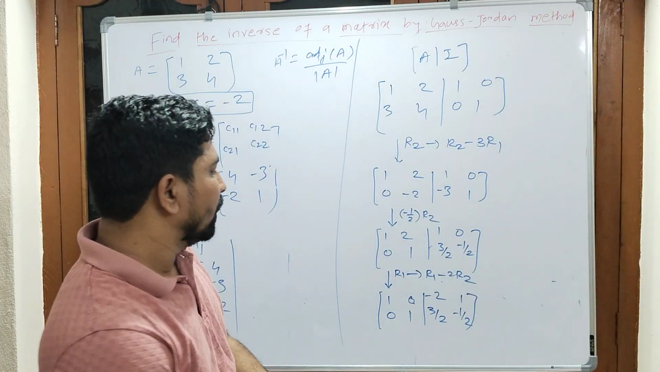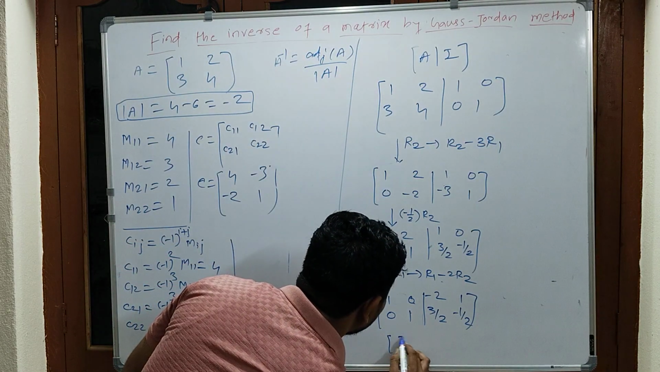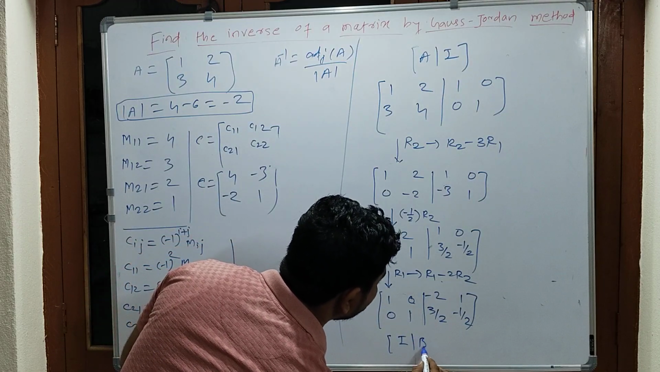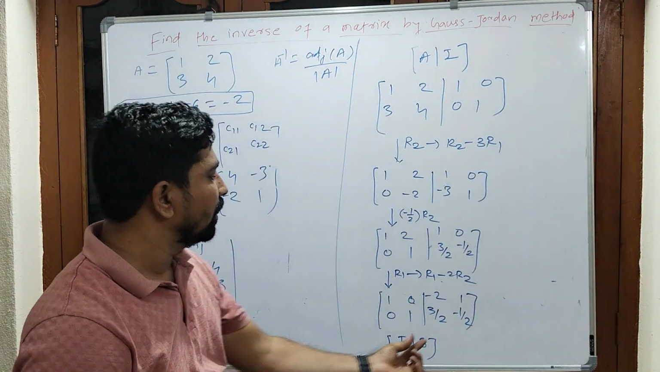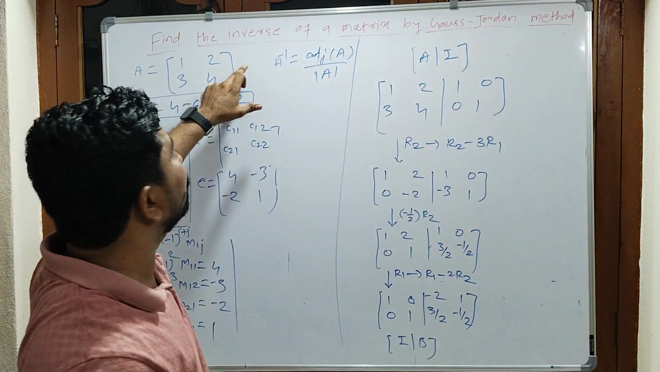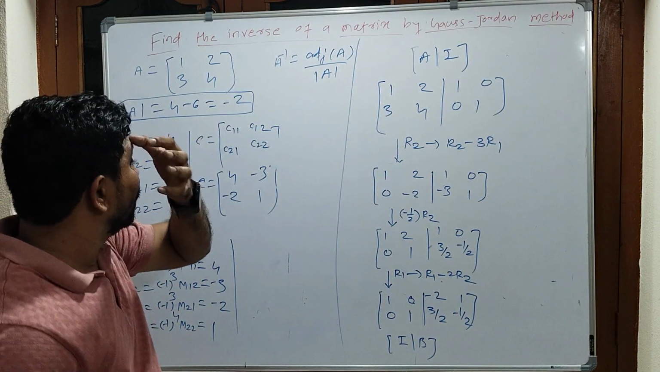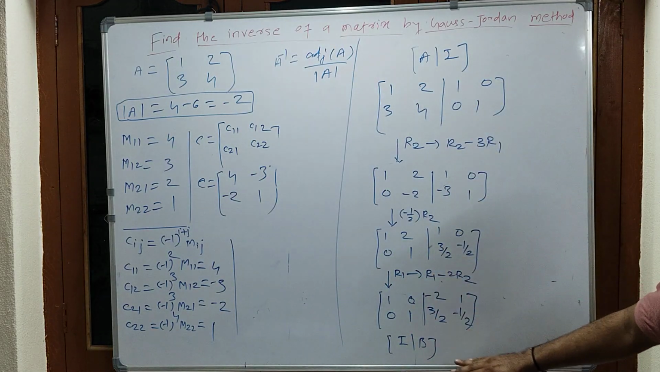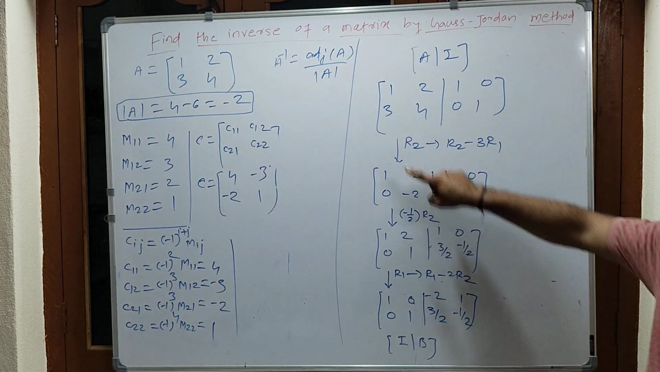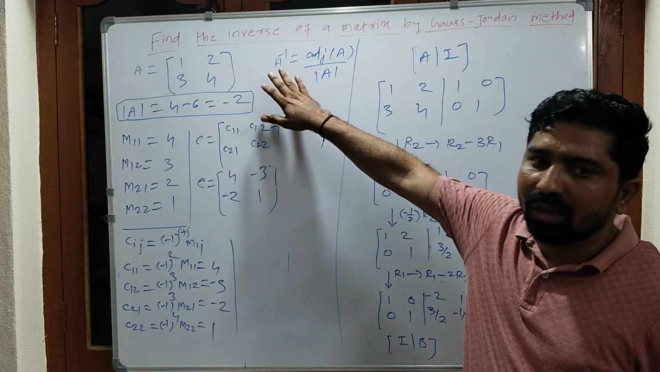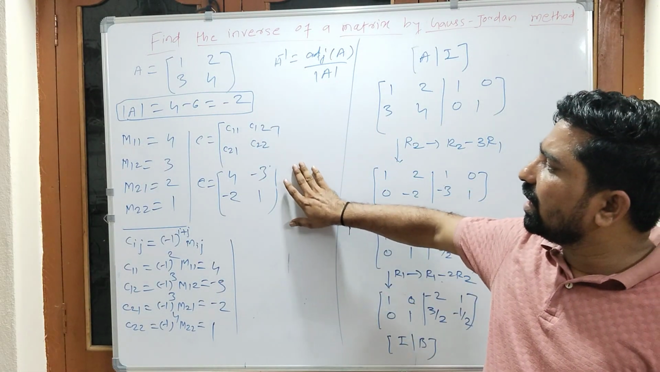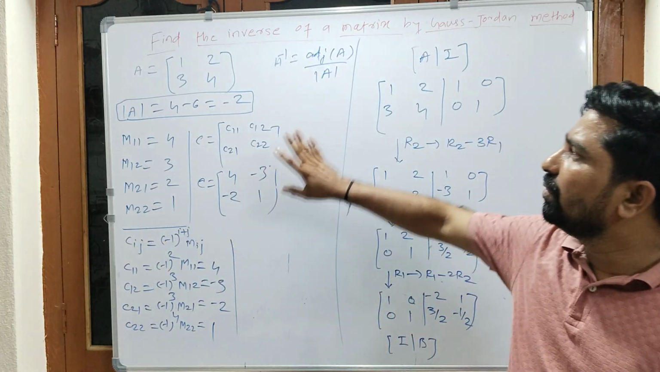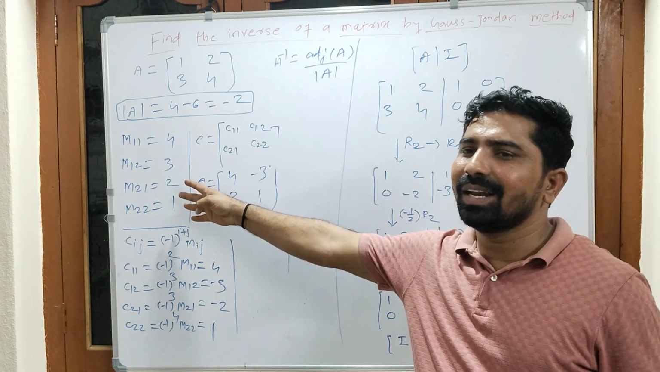Now here this left matrix is converted into identity matrix and I am giving this matrix the name B. So here this matrix is the inverse of this matrix. Here we can observe one thing. Within a step I got the answer. But here, if you have a 2 cross 2 matrix you have to find 4 elements. If you have a 3 cross 3 matrix you have to find 9 elements.